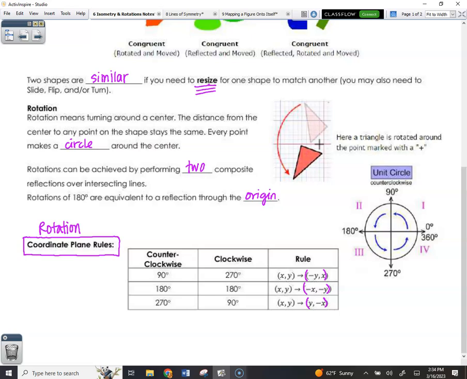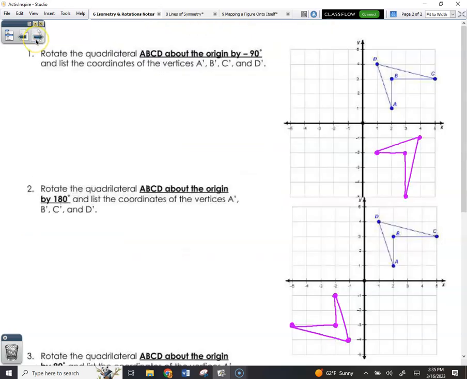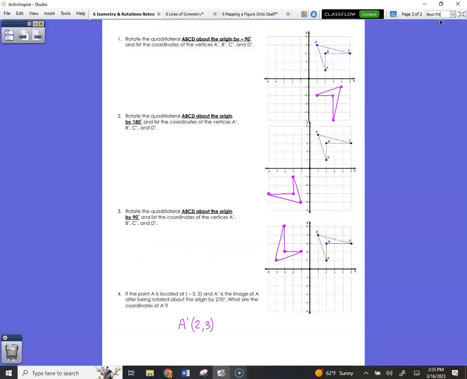Go to the back of this. You were supposed to do these 4 practice problems yesterday. I'm going to show you the answers and let you check it. Then you can put this paper away.